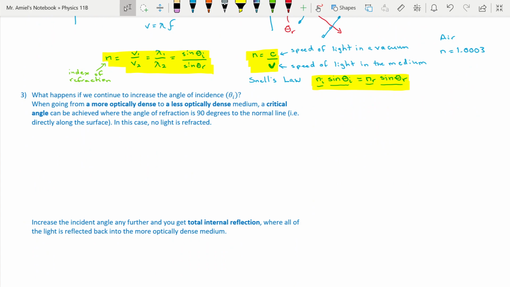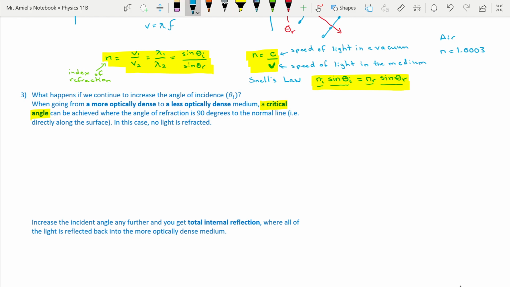So now we can ask an interesting question, and we can say, what happens if we continue to increase the angle of incidence? Well, when we're going from a more optically dense to a less optically dense medium, and only in this case, a critical angle can be achieved. And this is important, a critical angle can be achieved where the angle of refraction is 90 degrees to the normal line, in other words, it means it's going to be going directly along the surface. In this case, no light is refracted.